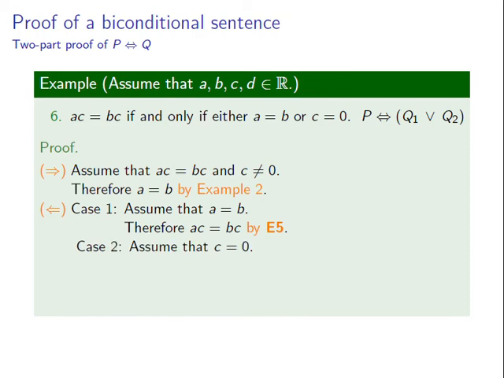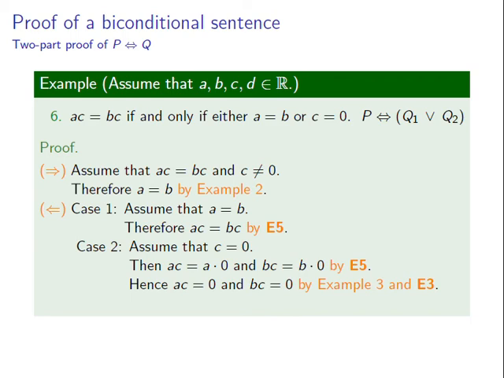For case 2, assume that C equals 0. Then by the multiplication property of equality, AC equals A times 0 and BC equals B times 0. By example 3, A times 0 equals 0 and B times 0 equals 0. So by the transitive property of equality, A times C equals 0 and B times C equals 0. Again, by the transitive property of equality, we get AC equals BC. This completes the proof of the claim.